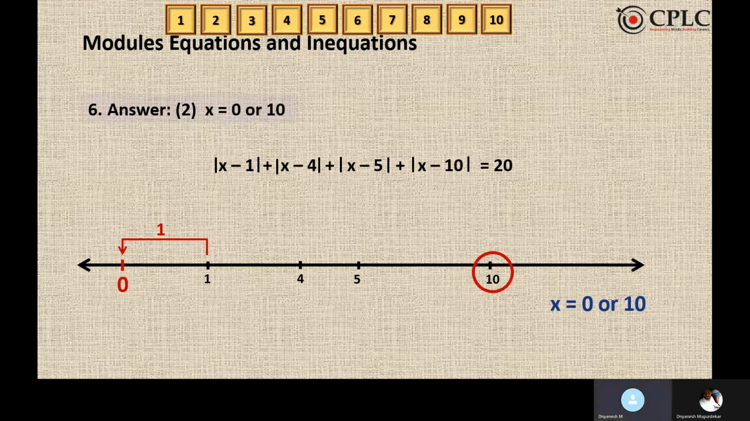So that's the only difference when it comes to more than two moduluses compared to when you have two moduluses. Approach is slightly different.